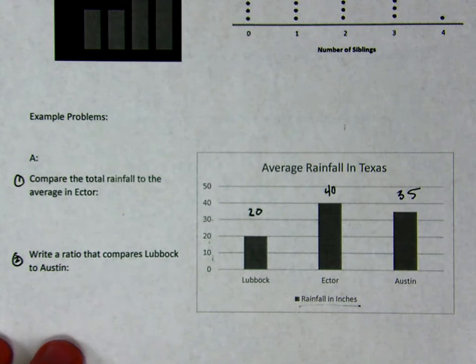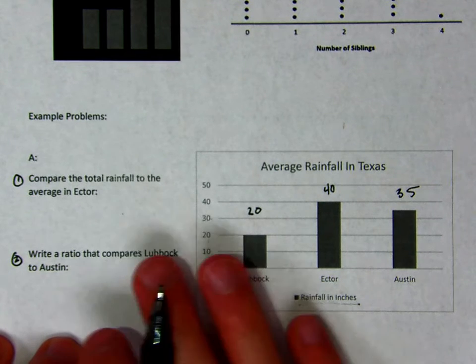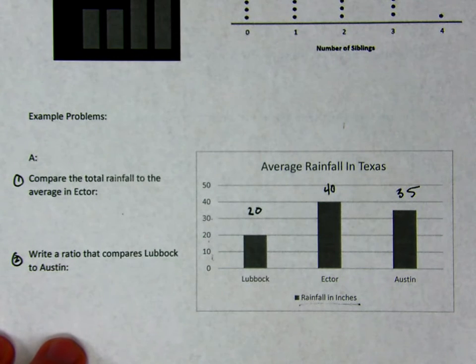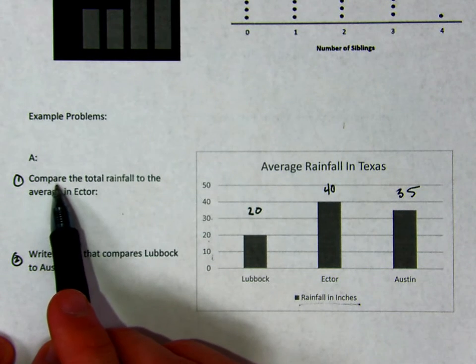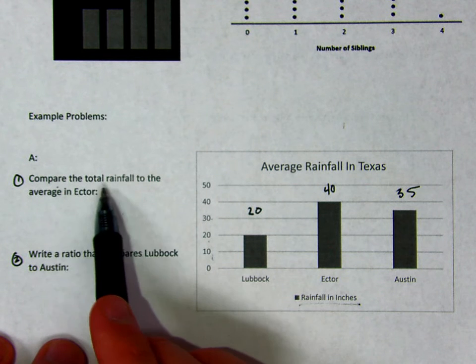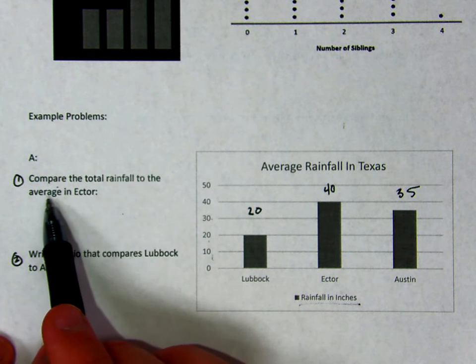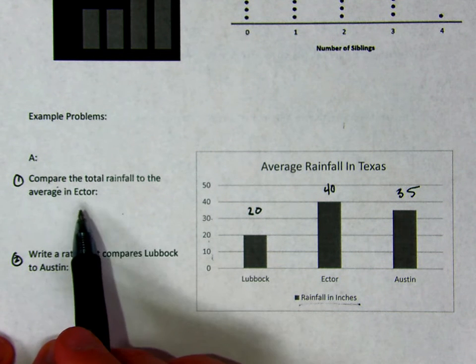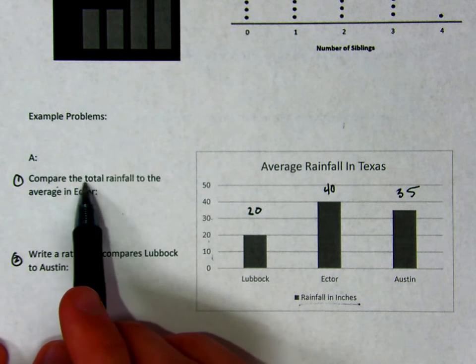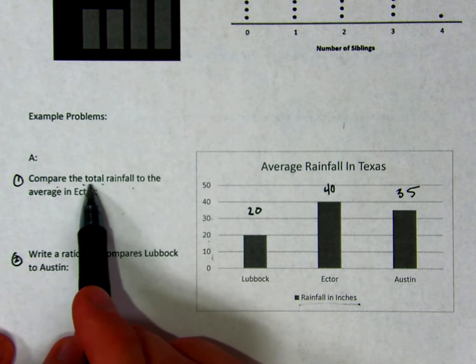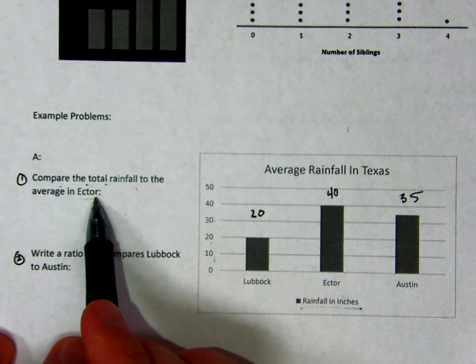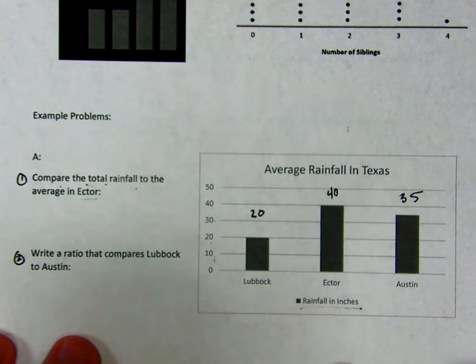Okay? Alright, so once we've established what each bar represents, our first question is we're comparing the total rainfall to the average in Ector. Okay? So we need to find the total rainfall first. Okay, total should be your trigger word. And the average in Ector. So we know we're using our total and we're using Ector's.